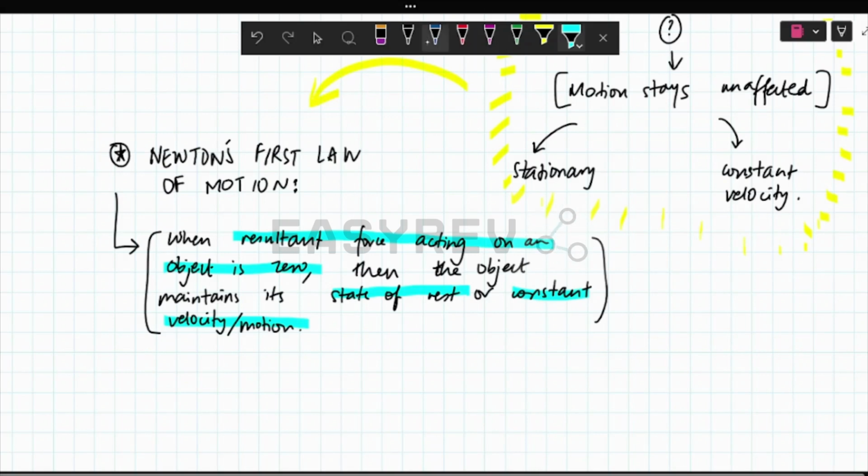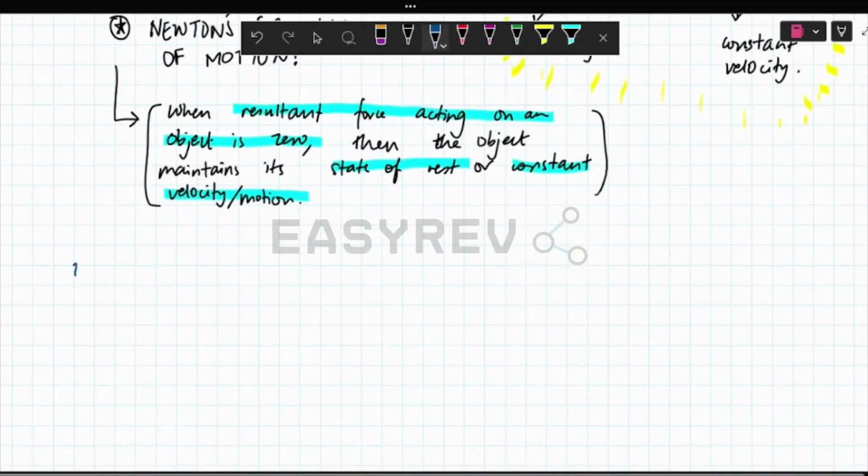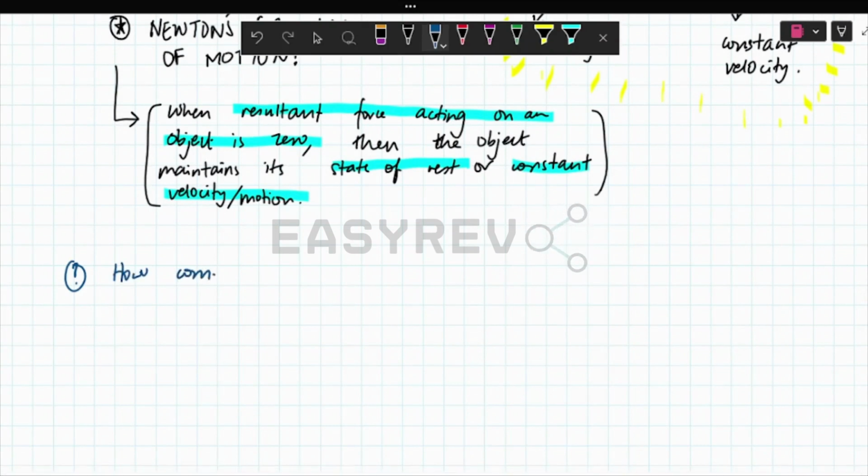So then the question we must ask is this: how come an object can maintain its motion? Is there some built-in property perhaps because of which it can resist any changes in motion and then only maintain whatever state it has beforehand? Well, it turns out there is indeed that quote-unquote built-in property. That's what we call inertia.